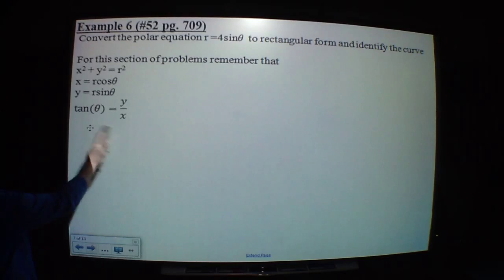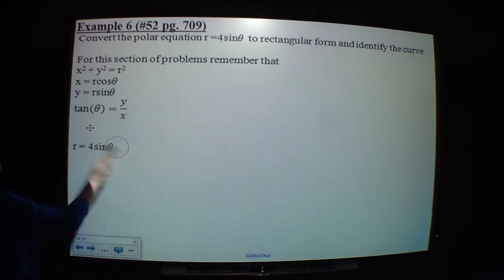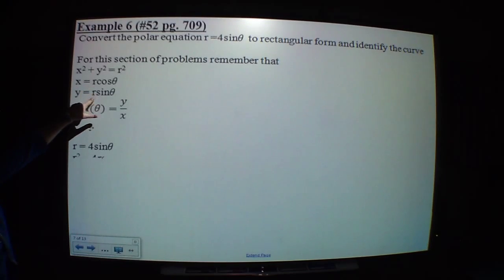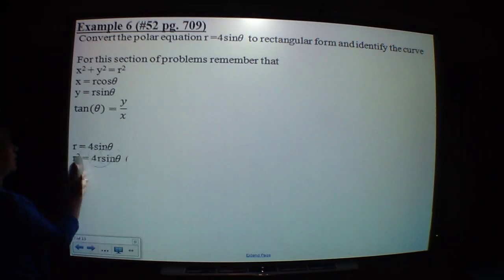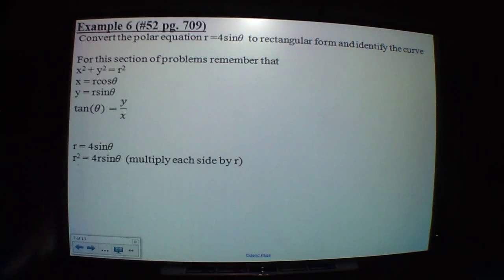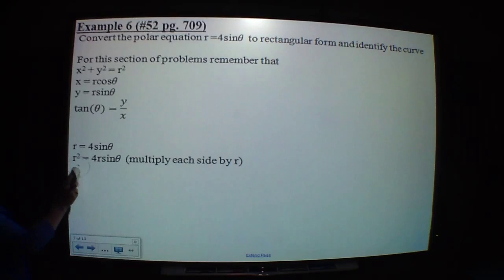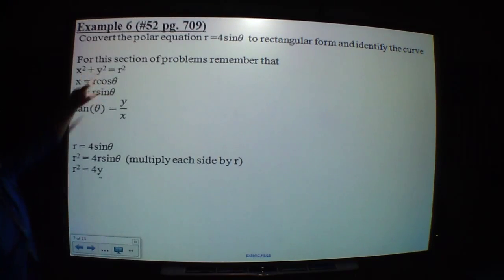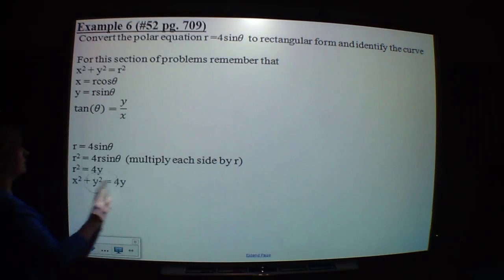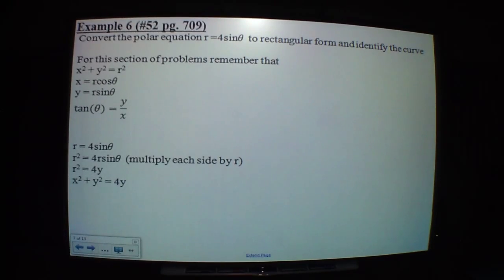So I'm going to start with what I have here. I have r is equal to 4 sine of theta. Well, looking here, I have a sine theta, but there's no r there. So if I multiply each side by r, what I did, I multiplied each side by r. Now I have a y. That's y. So I have r squared is equal to 4y. R squared is x squared plus y squared. I'm going to move the 4y over to the other side.